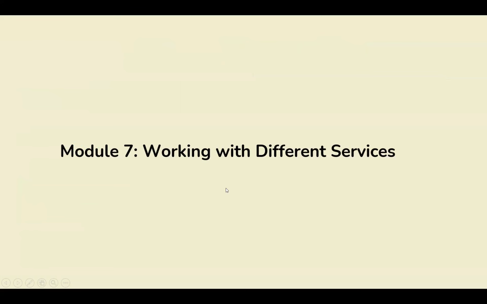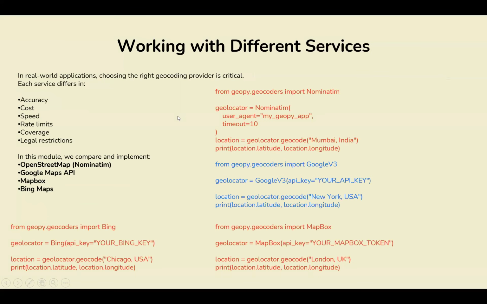Then working with the different services, whenever you get a chance to work with different companies' map services, you can refer to this code and it will help you do the geocoding or reverse geocoding if you want to use some different paid services. Here I have already given the code for OpenStreetMap, Google Map, Mapbox, and Bing Map. Whenever you require, you can use this code and it will work perfectly.